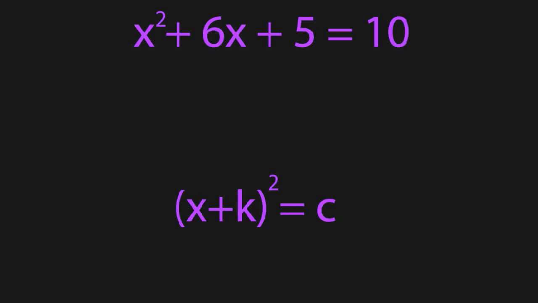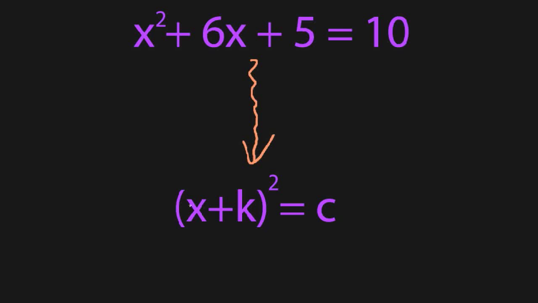Completing the square is a trick that lets us solve more complicated looking quadratic equations by turning them into simple looking ones. So this one I have at the top is what I would call a more complicated quadratic equation, and completing the square is going to let us take that quadratic equation and turn it into a form like this: x plus k quantity squared equals some value c.